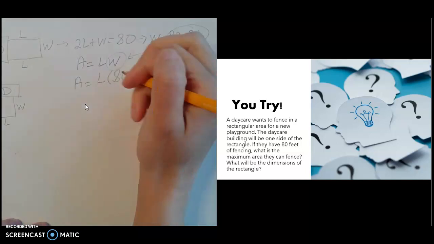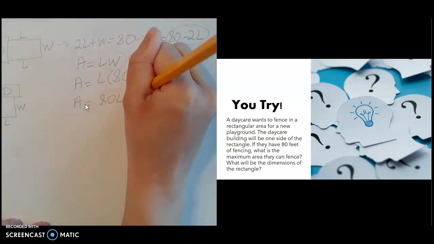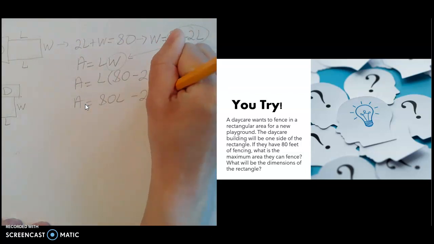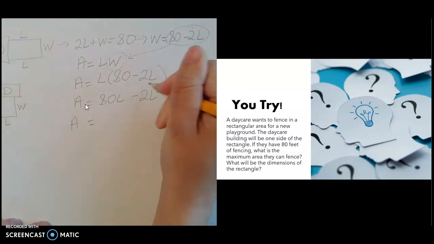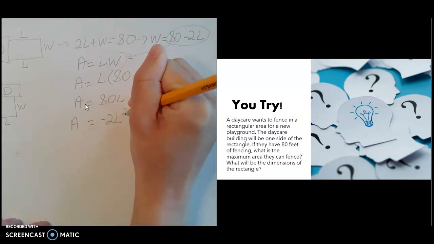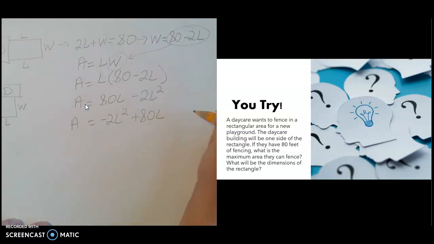Let's see, from here, let's just do a lot of simplifying. L times 80 is 80L. L times 2L is 2L squared. And we can rearrange it so that it's in standard form. I'll have the negative 2L squared first, and then the positive 80L second. In case you're curious, it's a plus 0, so that's a C value of 0.